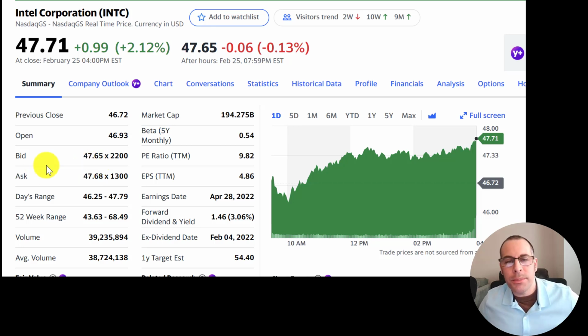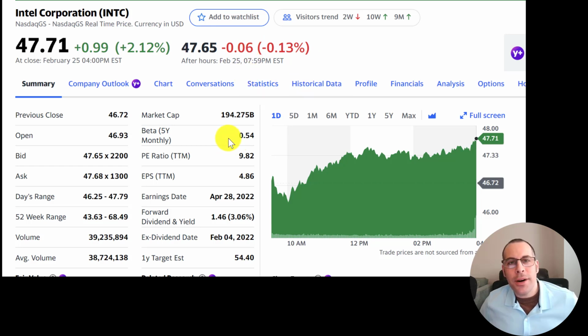It's usually really small because these stocks are highly traded. In the current trading day, the stock traded between $46.25 and $47.79. In the past 52 weeks, it traded between $43.63 and $68.49. 39 million shares were traded in the current trading day. The market cap is $195 billion. In order to calculate that, you could take the stock price times the shares outstanding. In this section right here, the stats section, we'll see the shares outstanding.